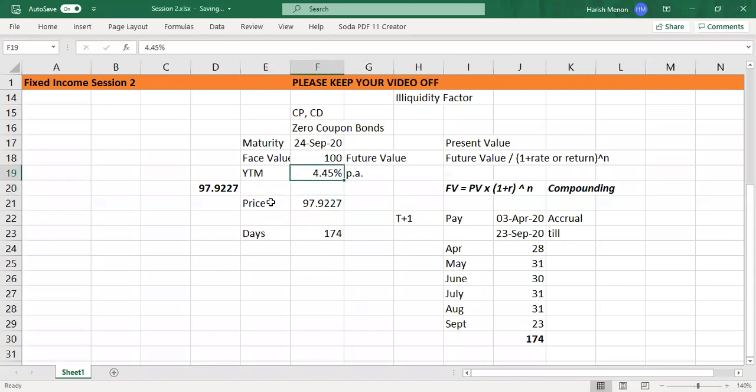Now, obviously, the higher the yield, if you expect a higher rate of return from a bond, please understand your future value is going to be 100 only. Government will not give you anything extra. The only way you earn more is you pay lower. The price falls. Higher the yield, lower the price. You can see the price is falling. Lower the yield, higher the price. If you expect lower yield, the price will go up.